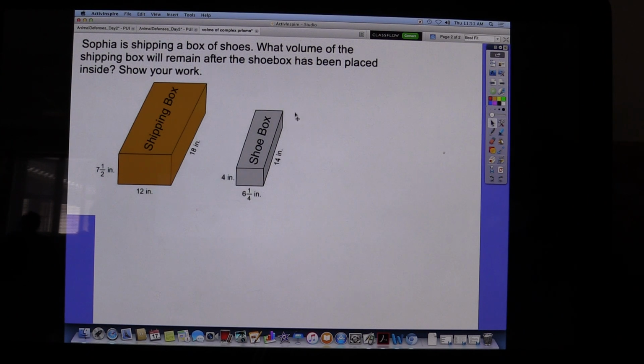It says Sophia is shipping a box of shoes. And I reckon this is the shoe box that she probably got when she bought the shoes at the store. It came in a little box like this, and for some reason she wants to put them in a shipping box, so I guess this will be the box that she ships them in. What volume of the shipping box will remain after the shoe box has been placed inside? Show your work. Okay, I really like this one because this is a real life example.